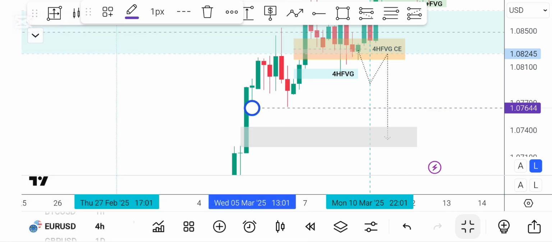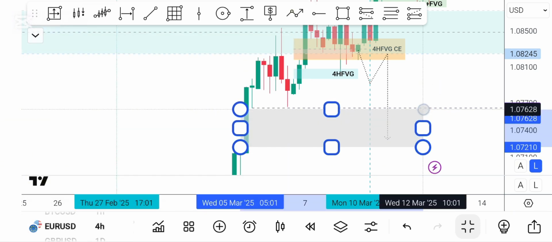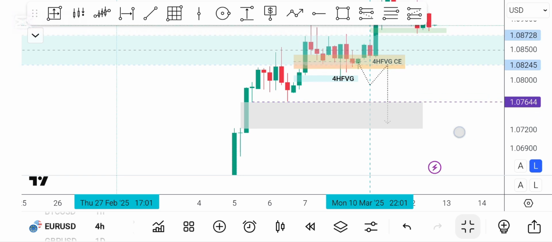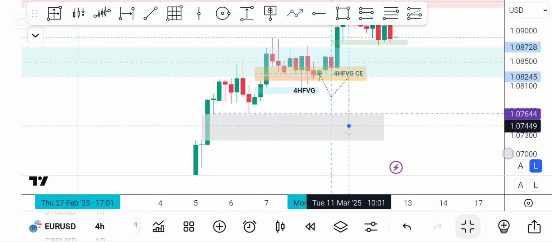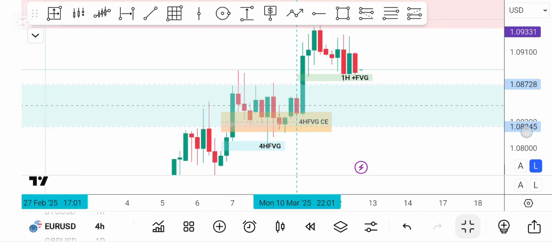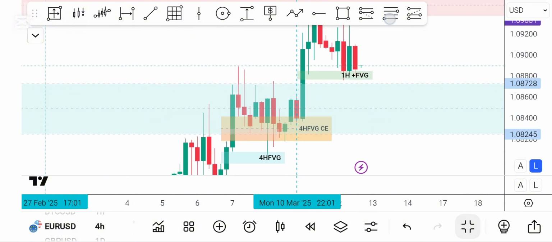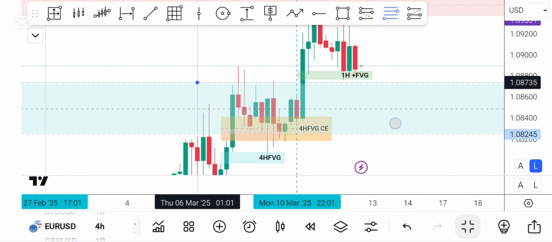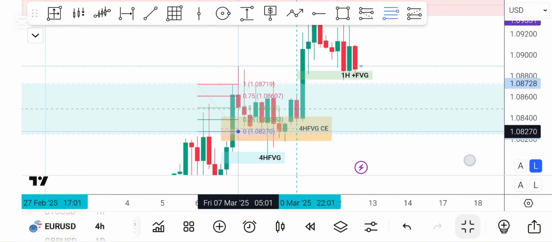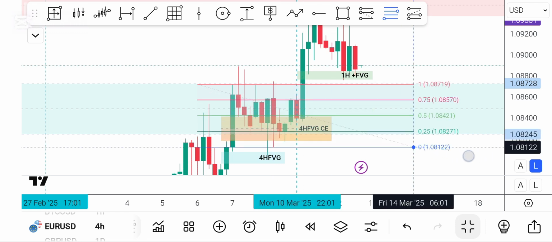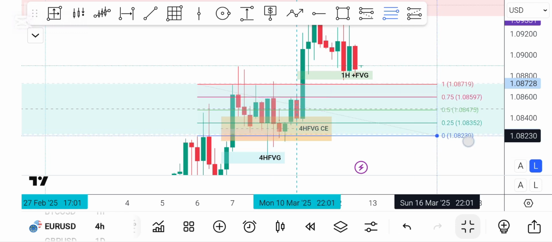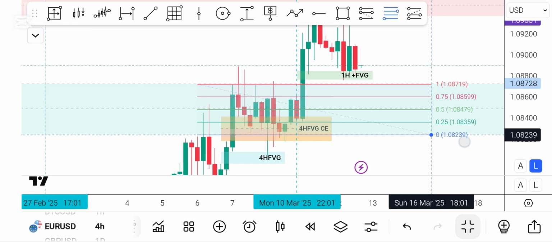I said we could attack that and trade into this 4-hour fair value gap before we see the market continue to move higher. Now when the market opens, we saw how it traded into the daily fair value gap that we talked about, and you see how price respected the high, the low, the midpoint, and the upper quadrant of that daily fair value gap, okay.